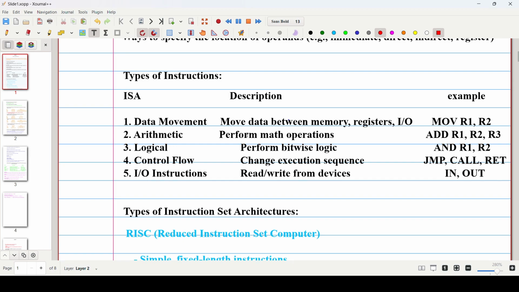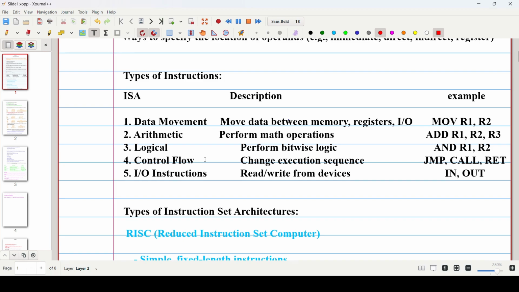The second type is arithmetic, which performs mathematical calculations like ADD R1, R2, R3. It means adding the data present in R2 and R3 and copying the result to R1. The third one is logical, which performs bitwise logic like AND R1, R2. I will discuss the meaning of all these in detail.